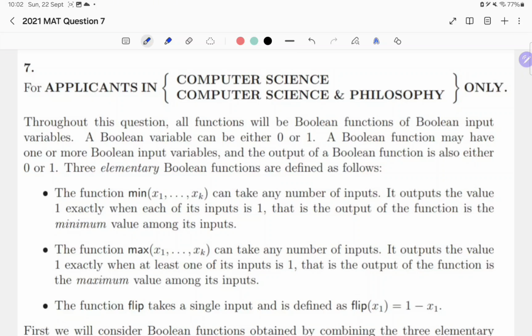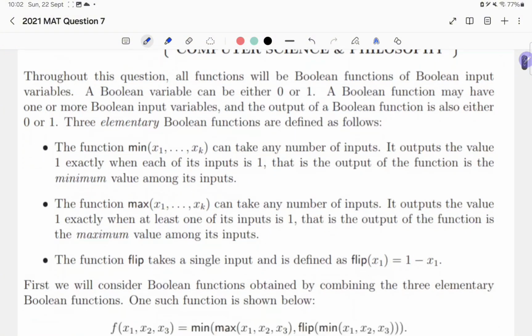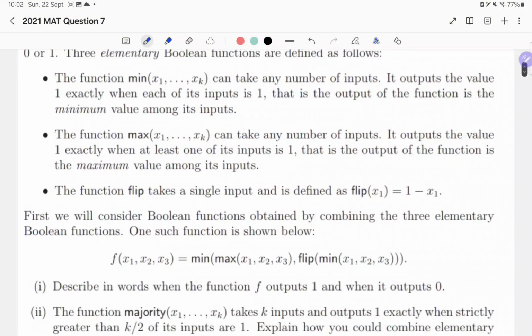The function min of x1 to xk can take any number of inputs. It outputs the value 1 exactly when each of its inputs is 1. That is, the output of the function is the minimum value among its inputs. The function max of x1 to xk can take any number of inputs. It outputs the value 1 exactly when at least one of its inputs is 1. That is, the output of the function is the maximum value among its inputs. The function flip takes a single input and is defined as flip of x1 is equal to 1 minus x1.